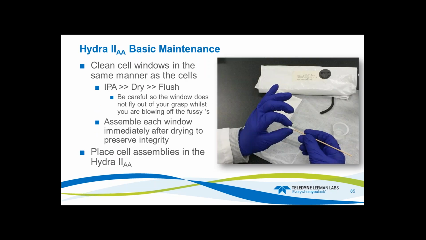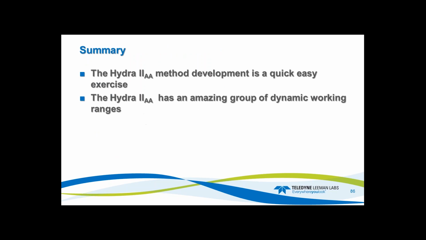Clean the windows, use the same process, IPA, dry, flush. Be careful when you blow them off so the windows don't fly out of your hands. And reassemble immediately after drying to preserve the integrity of your cleaning process. Don't place them down on anything, just put them right into the cells. And then clean the cell assemblies back into the AA.